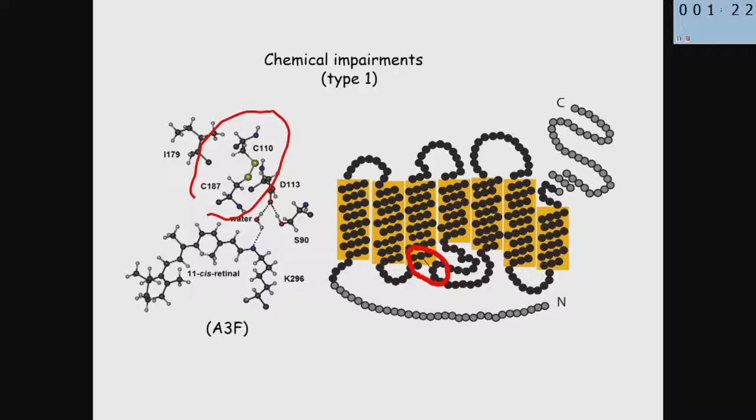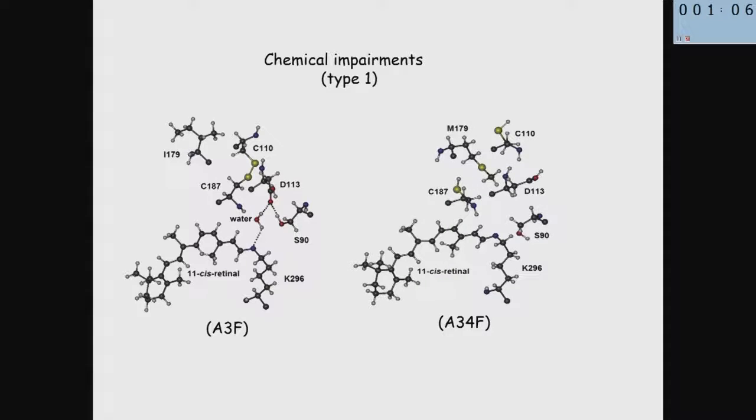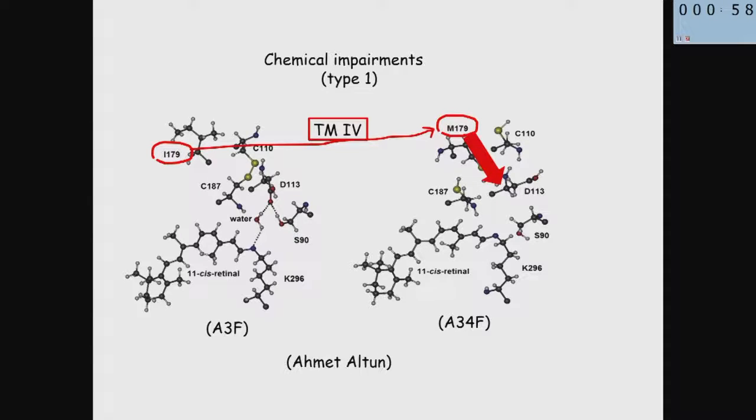113, there are two molecules sitting in there. 110 and 187 make a disulfide bond in a very critical part of the molecule. So what happened is transmembrane 4 comes in, a mutation comes in, and then these two parts are split. So the disulfide bond breaks and the molecule becomes unstable and non-functional.